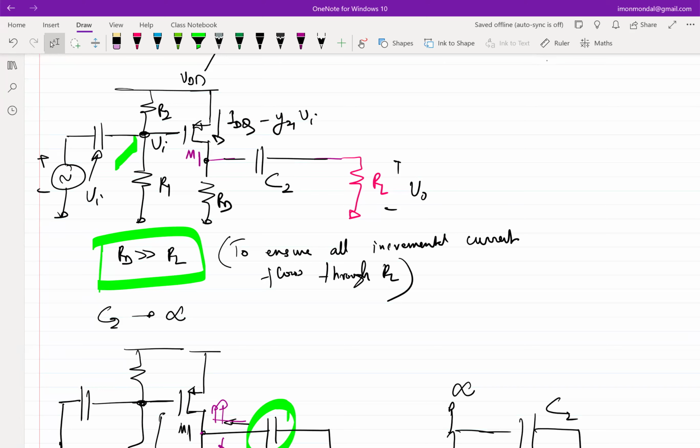We were using RD to set the bias. Excellent, right? So if RD is much higher, what's going to happen? The quiescent drop across RD is going to change. It's going to increase, right? So the drain voltage is going to increase. For a fixed gate voltage, if you keep on increasing the drain voltage, your transistor might run out of saturation. So what is the fix for that?